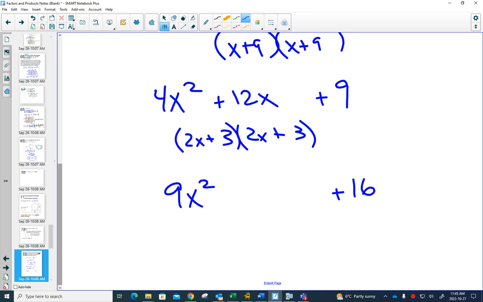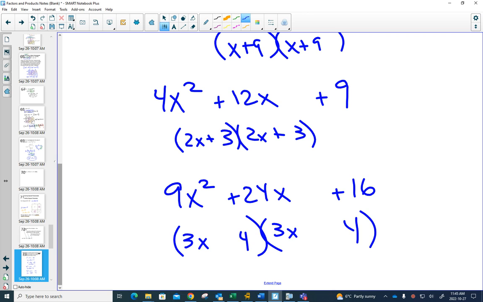Yeah, we can't do level 2. Level 2, I wasn't good. 1 and 24, how'd you get that? Well, it would have to be 3x and 3x. It would have to be 4 and 4. Outside would be 12, inside would be 12.